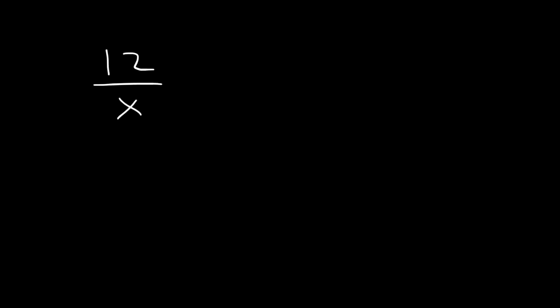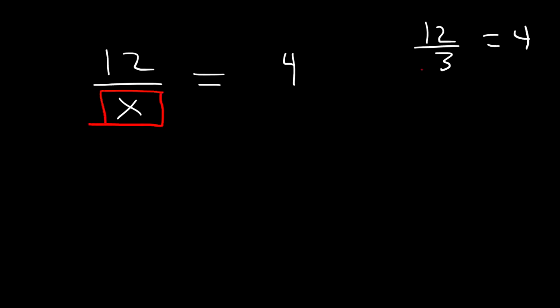So try this one. If 12 divided by x is 4, what is the value of x? 12 divided by what number is 4? Well, 12 divided by 3 is equal to 4. So mentally, we can see that x is equal to 3. But go ahead and pause the video, show your work, prove that x is equal to 3.